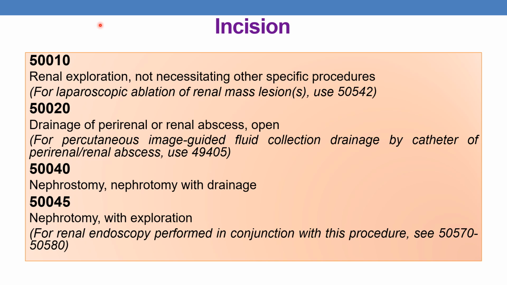Now coming to the CPTs. The first CPT is 50010. Renal exploration not necessitating other specific procedures. And for laparoscopic ablation of renal mass lesion, use 50542. The next is 50020. Drainage of perirenal or renal abscess, open. And for percutaneous image guided fluid collection drainage by catheter of perirenal or renal abscess, you need to use 49405.